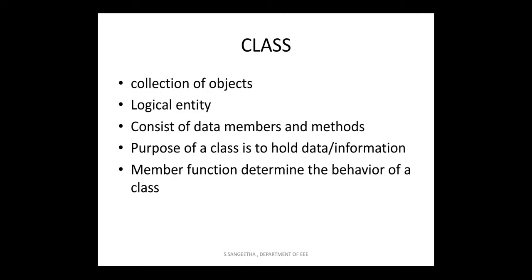Next one, classes. The collection of objects is called a class. It is a logical entity. A class can also be defined as a blueprint from which you can create individual objects. It also consists of data members and methods. The primary purpose of a class is to hold data or information. The member functions determine the behavior of a class.